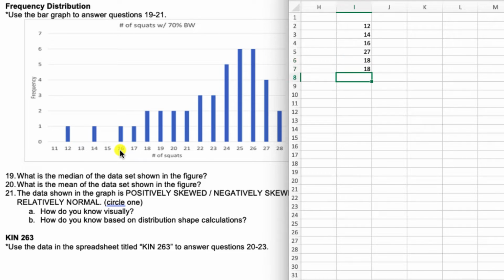18 shows up twice, 19 shows up twice, 20 shows up twice, 21 shows up twice, 22 3 times, 23 3 times, 24 shows up 5 times, so again, following our frequency distribution here, so that's 1, 2, 3, 4, 5. 25 shows up 6 times, 2, 3, 4, 5, 6. Same thing for 26.